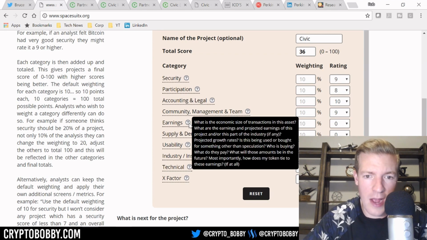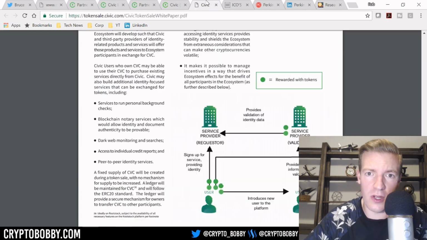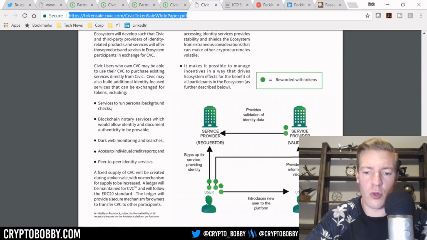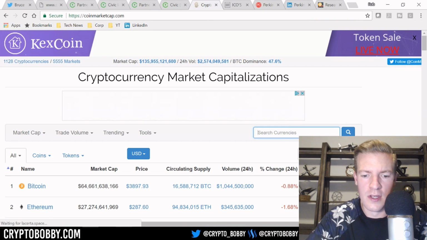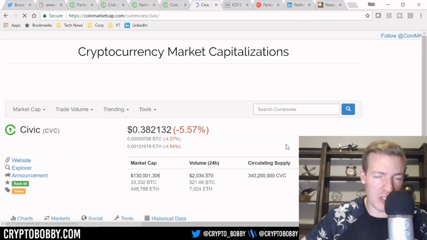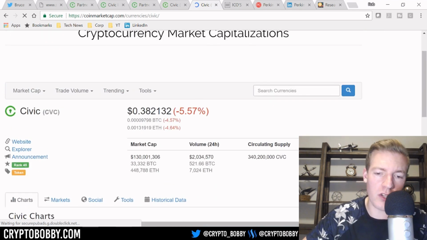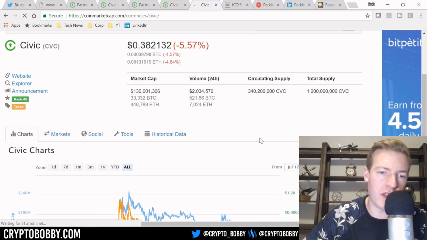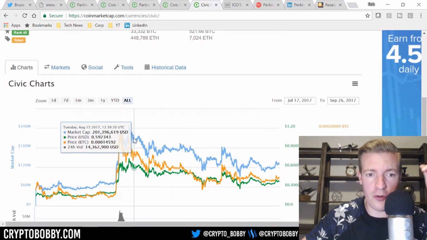Now, outside of that, we'll take a look at the earnings. What is the economic size? What are the projected earnings, the growth rates, and how are things going into this? We'll head over to CoinMarketCap. From an earnings perspective, is this a coin that's going to allow you to make money over the long term? How is that going to be structured? Things of that nature.